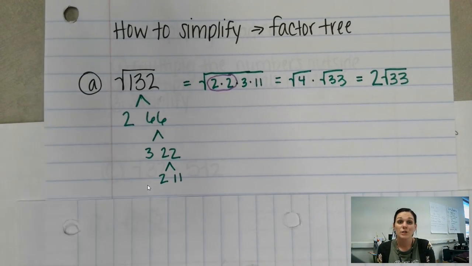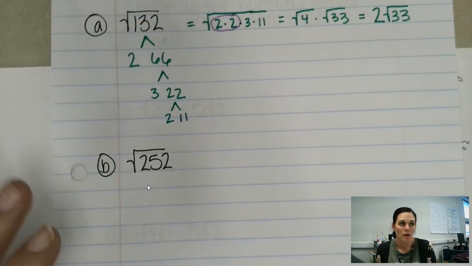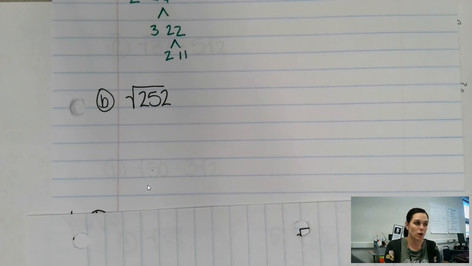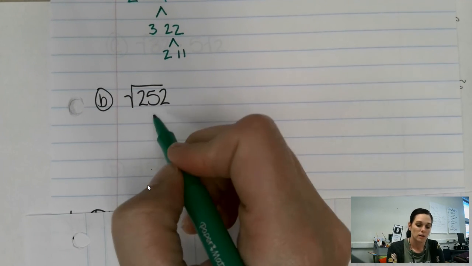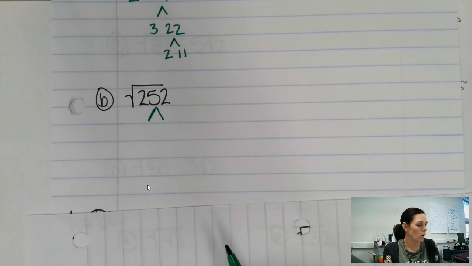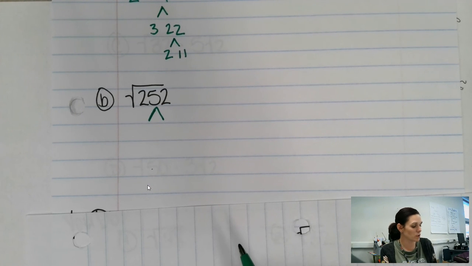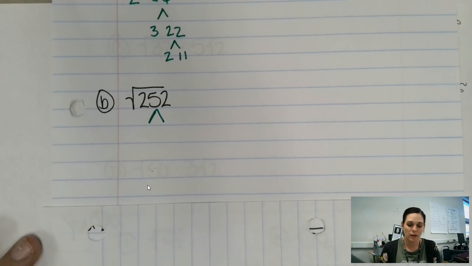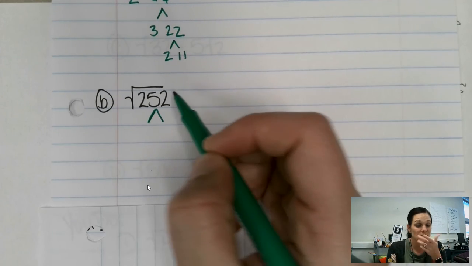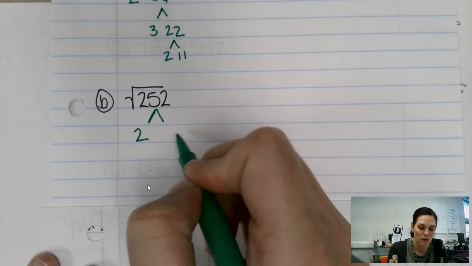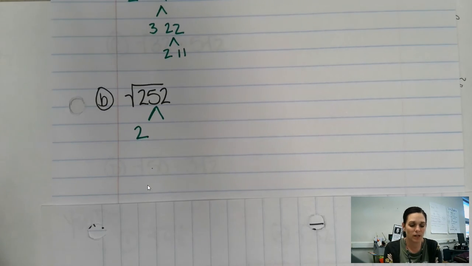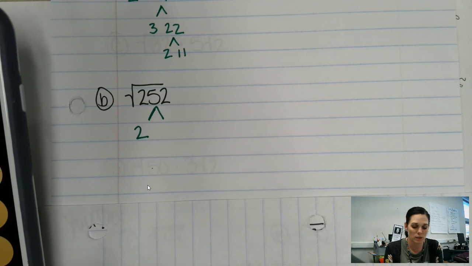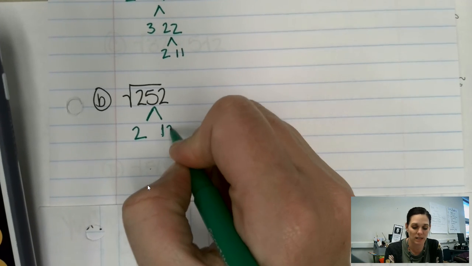Okay. So let's go ahead and try another one. All right, we have the square root of 252. So again, we're going to use a factor tree. All right, and I'm going to say, what numbers go into 252? I might look at this and go, well, I see 2 can go into it. And if you need to pick up your calculator, 252 divided by 2 equals, oh, that's 126.